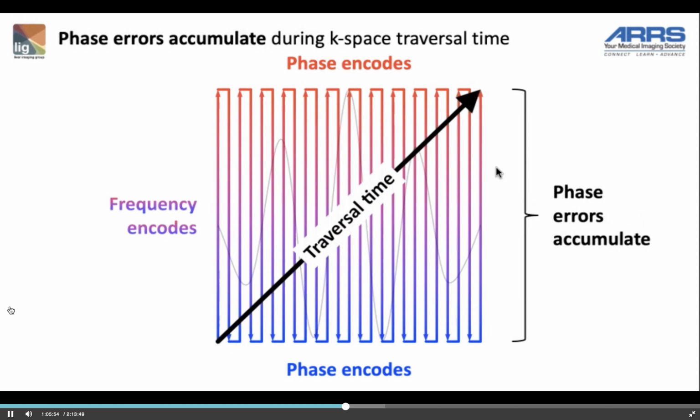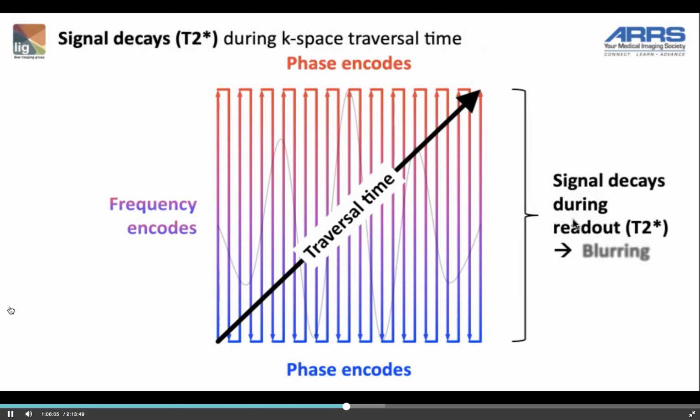During the K-space traversal time, phase errors accumulate. The longer the traversal time, the greater the phase error accumulation. In addition, and this is also something that Dr. Bashir explained, during the traversal time, which is occurring over the course of about 50 milliseconds, signal is actually decaying even as we are collecting the data. And in this particular case, because there are no refocusing pulses, the signal is being lost as a function of T2 star, which introduces T2 star blurring into the image.